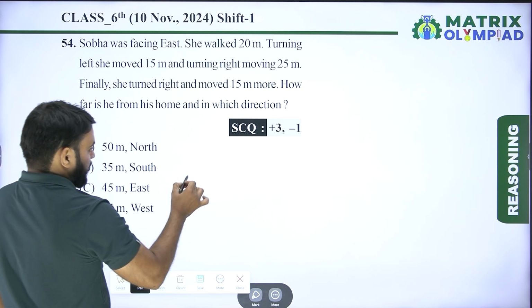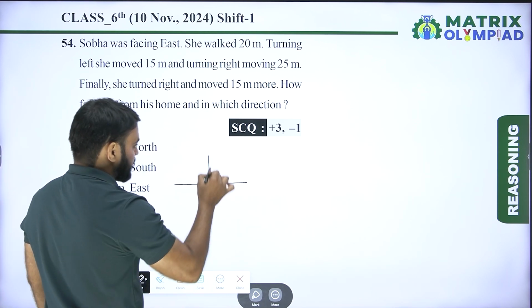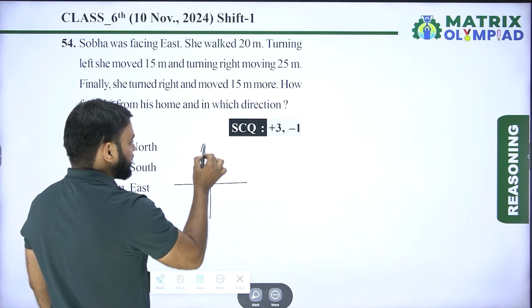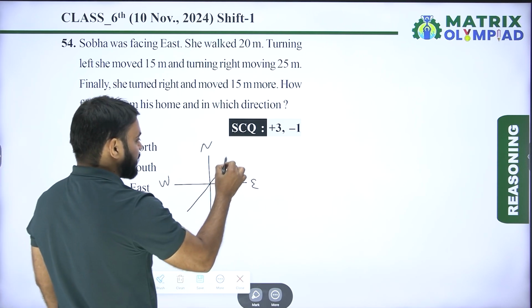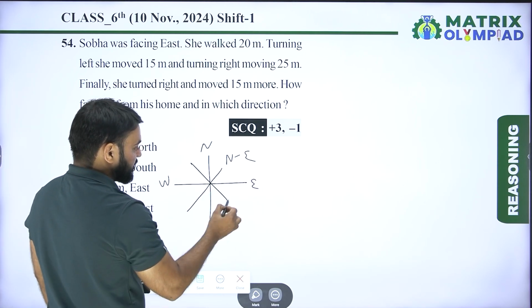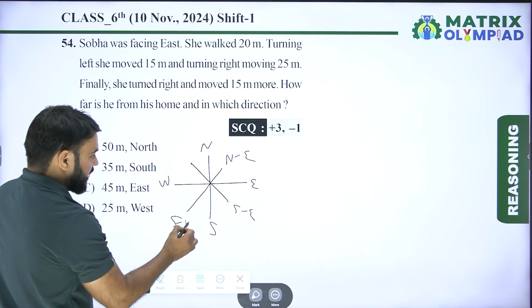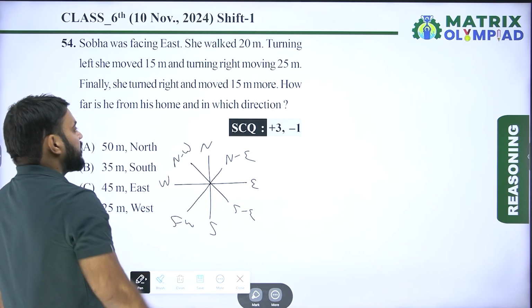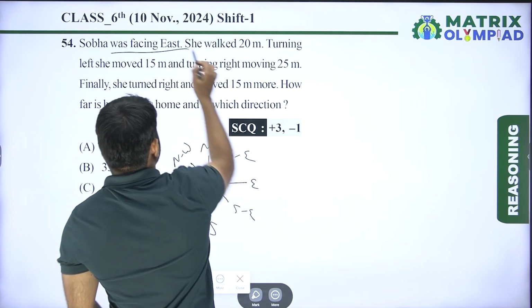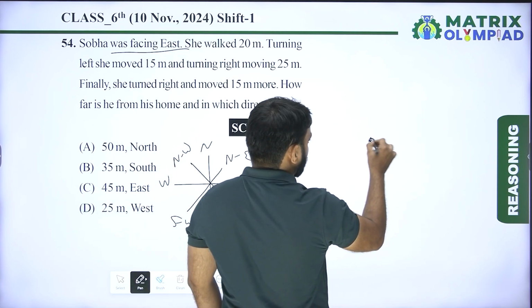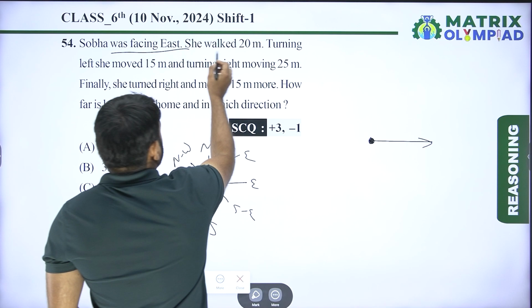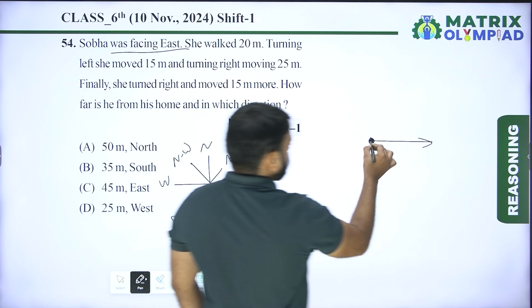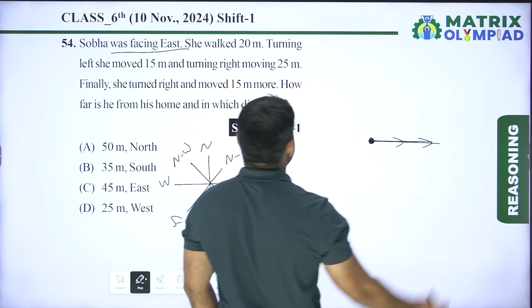Before starting this question, we should know that there are 4 main directions: this is north, this is east, this is south, this is west. And there are 4 cardinal directions: this is northeast, this is southeast, this is southwest, and this is northwest. So now the question is, Soba was facing east. So the starting facing of Soba is in the east direction. C walked 20 meter in the east direction.